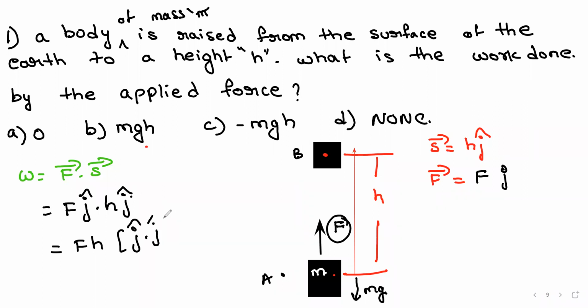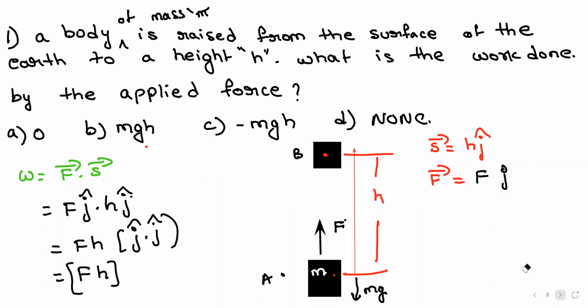What is J dot J? One. So what is the work done by the applied force? Fh, right? Now here we got Fh, but Fh is not there in the option.